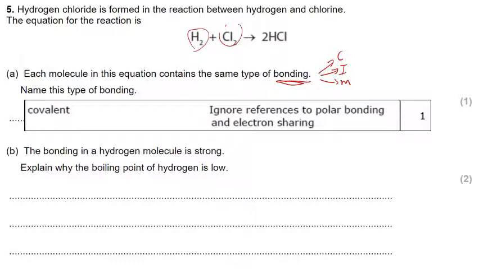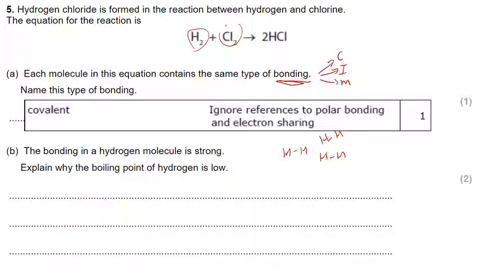The bonding in a hydrogen molecule is strong. Explain why the boiling point of hydrogen is low. If you look at hydrogen gas, you'll have lots of H2 molecules bouncing about off each other. As in those 6 circles at the start of the lesson, they're not touching, they've got lots of energy and they're just moving around and bouncing into each other.